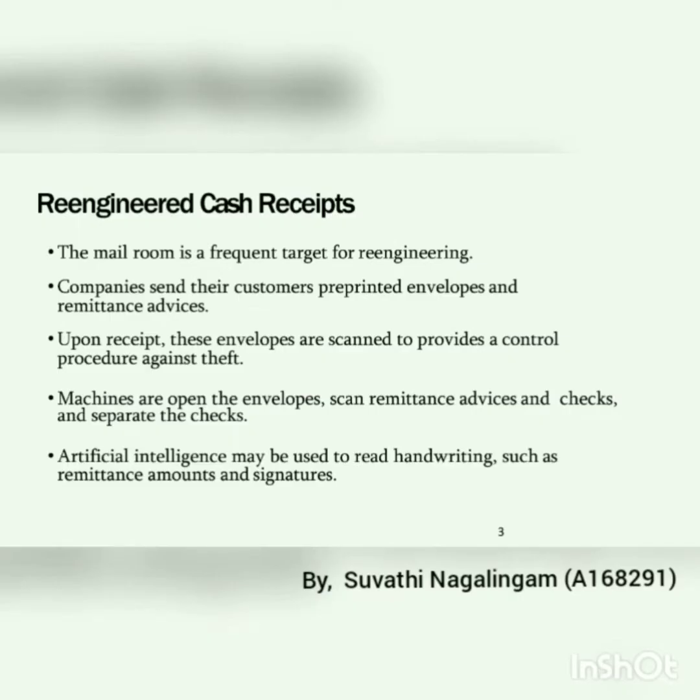Next is about the re-engineered cash receipts. First of all, the mailroom is a frequent target for re-engineering. Second is about the companies send their customers pre-printed envelopes and remittance advice. Upon receipt, these envelopes are scanned to provide a control procedure against theft. Machines open the envelopes, scan remittance advice and checks and separate the checks. Finally, artificial intelligence may be used to read handwriting such as remittance amounts and signatures.